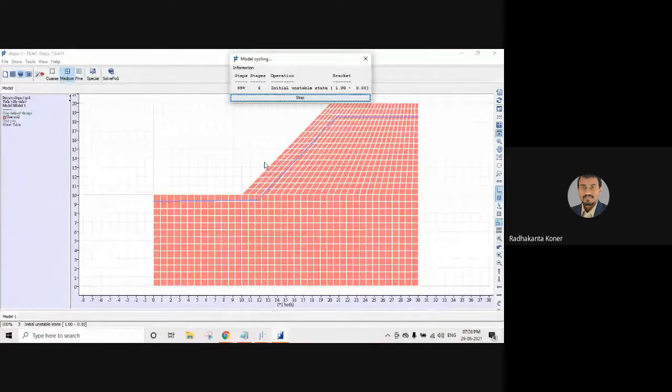Suppose there is some variation in the material property, I think, because the factor of safety is coming above 1. The last model was stopped, so yeah. Actually, I wanted to show how much role is played by groundwater.